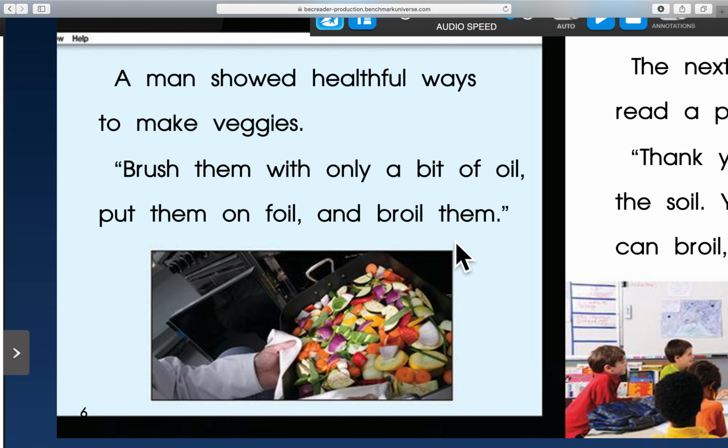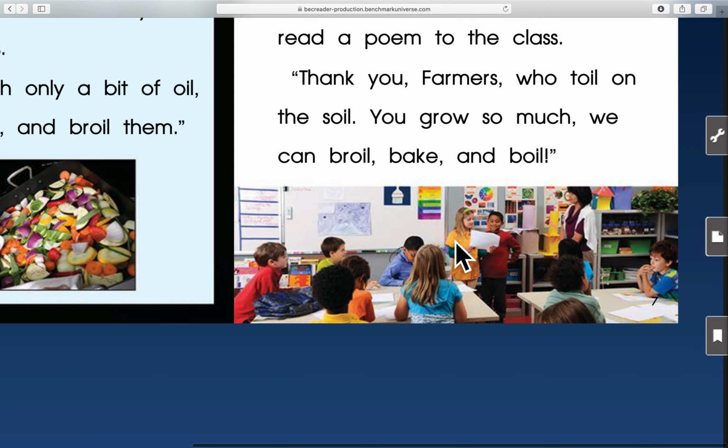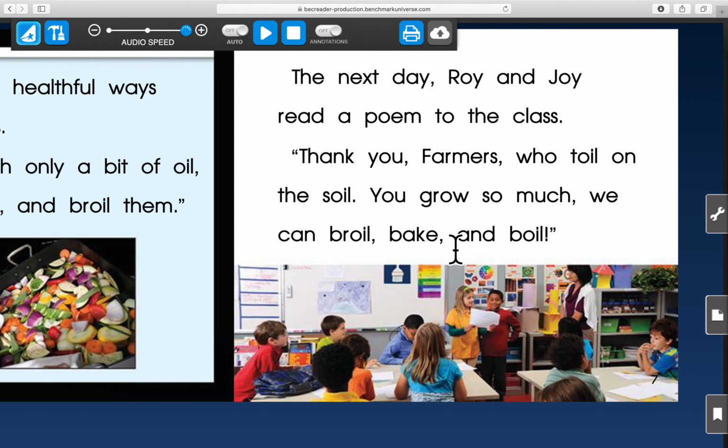Let's see. Next page. Okay. And let's keep going. The next day, Roy and Joy read a poem to the class. Thank you, farmers who toil on the soil. You grow so much. We can broil, bake, and boil. Awesome. Okay, it sounds like it's the end of the story.